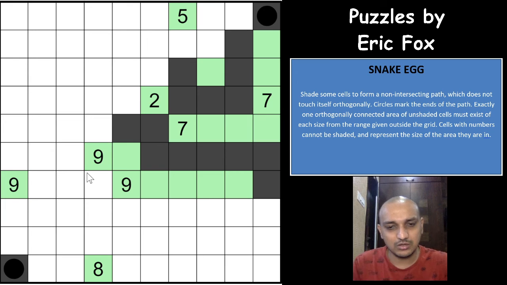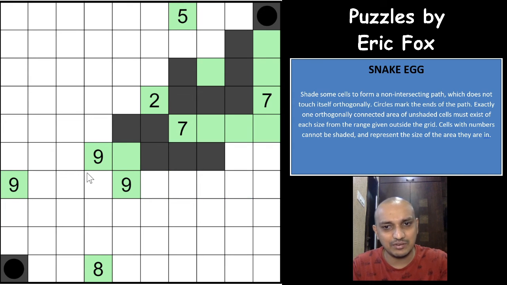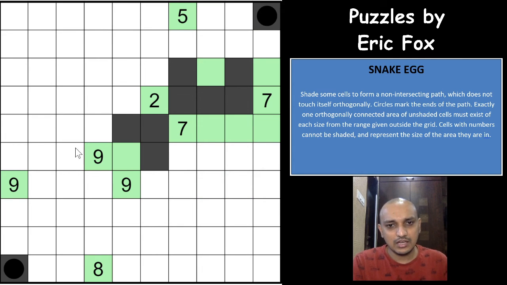That is something more than 10 cells, more than 9 cells, that is 11 cells. That's a really sharp logic here. I was lucky to find that, and a really sharp logic. I'm actually good at snake puzzles.